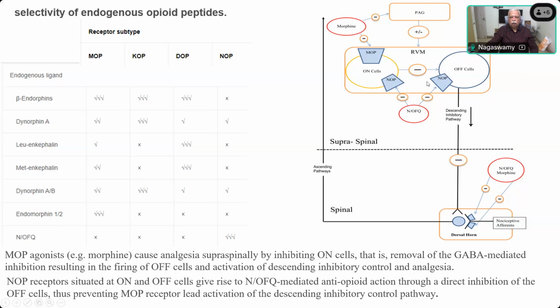So that is blocked by the on cells, and the inhibitory descending pathways are able to act on the dorsal horn cells and reduce the conduction of painful stimulus. And that is how the supraspinal analgesia happens. So this picture, if you can remember, will be easy for you.